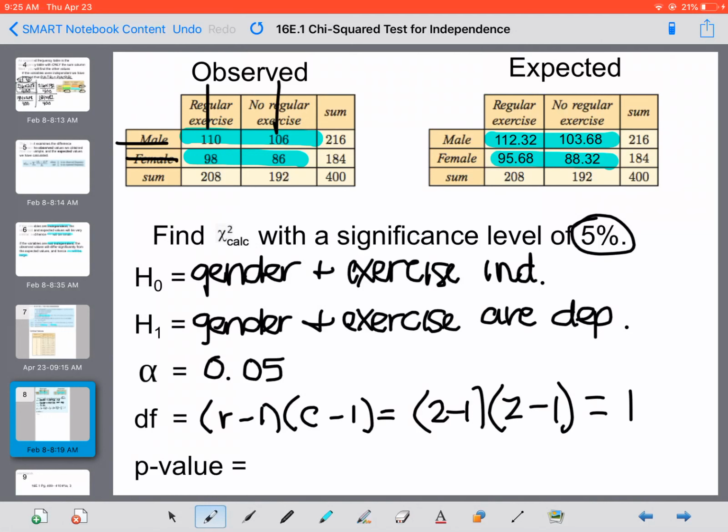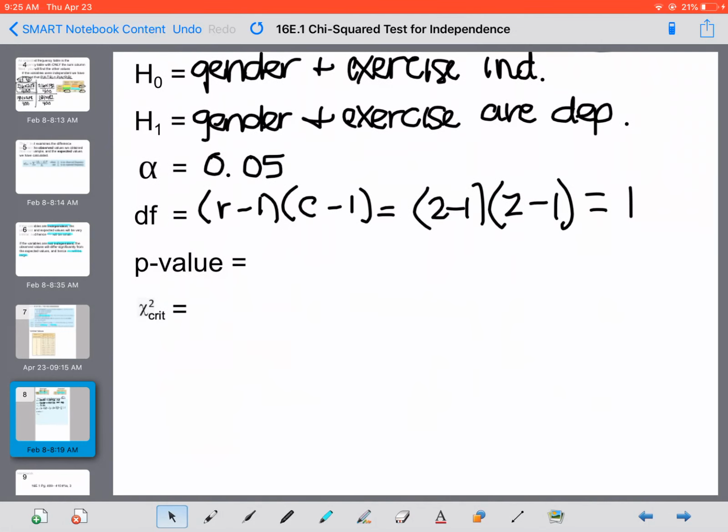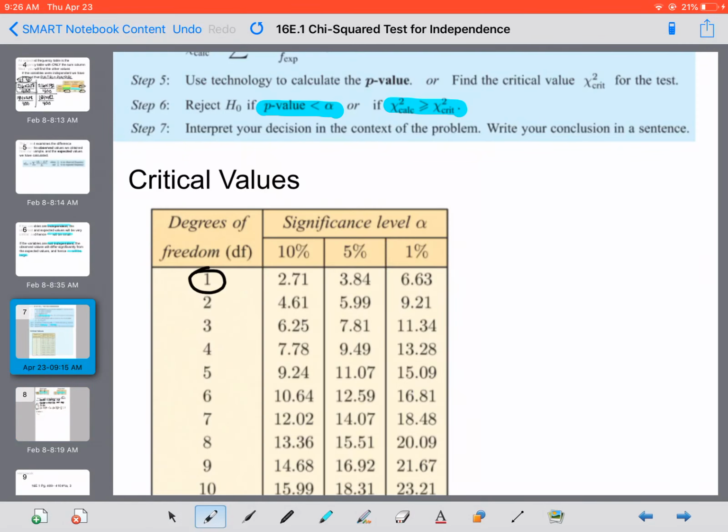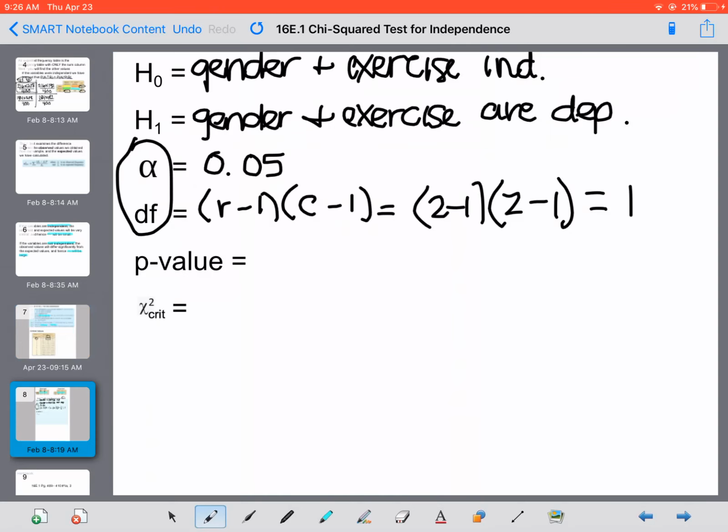Our p-value we will find when we actually run our calculator. But our chi-squared crit value, well, we just found our degrees of freedom was 1, and our significance level was 0.05. So if you remember, these are the two things that you need. And if we look at our table, so we had a degrees of freedom of 1 and 5%, which means our crit value is 3.84. So if we go back to that page, our chi-squared crit value is 3.84.